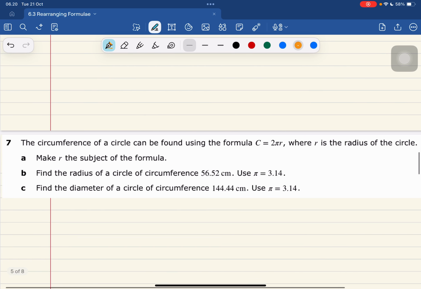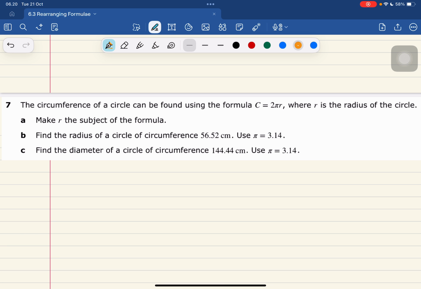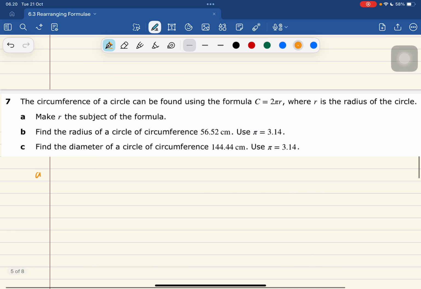Okay, next, number 7. The circumference of a circle can be found using the formula where r is the radius of the circle. Make r the subject of the formula. Okay, this is for A. So we got circumference is 2 pi r. To make it only r, we need to divide by 2 pi, also by 2 pi. So r equal to circumference divided by 2 pi.